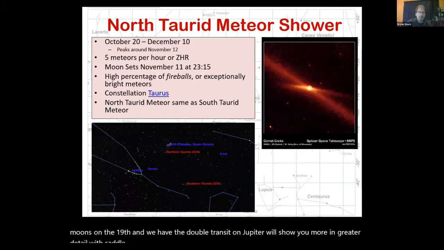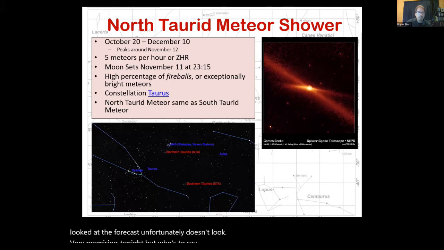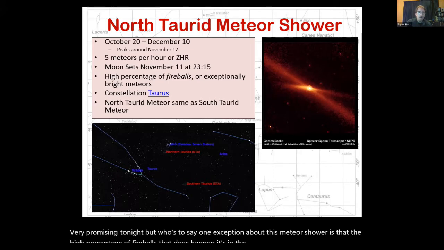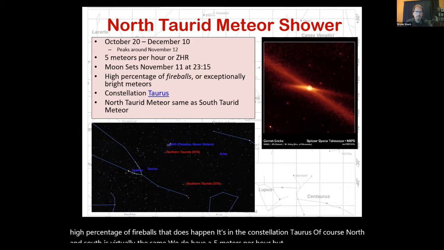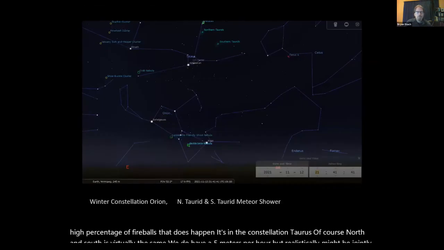The north Taurid meteor shower is happening tonight. I've just looked at the forecast. Unfortunately, it doesn't look very promising tonight, but who's to say? One exception about this meteor shower is the high percentage of fireballs that happen, in the constellation Taurus. Of course, the north and south are virtually the same. We have about 5 meteors per hour, but realistically, it might be only 4.